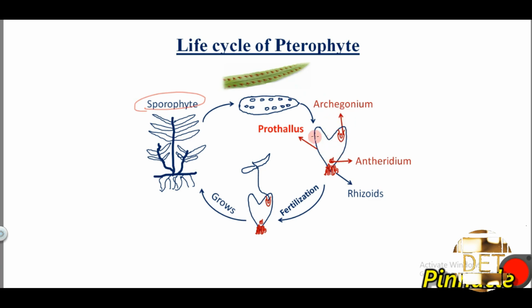The gametophyte generation. And this gametophyte generation is called the prothallus. Prothallus. It is heart-shaped. So it has rhizoids, root-like structures that attach it to the soil. Then we have the antheridium, which is the male part, and the archegonium, which is the female part. So during sexual reproduction, sperm is going to swim from the antheridium to the archegonium, and that is why they need water for fertilization.